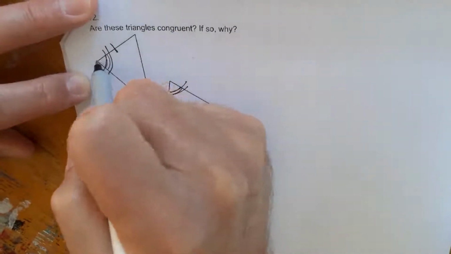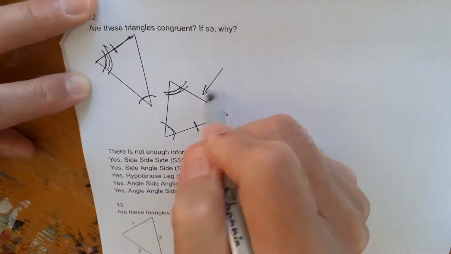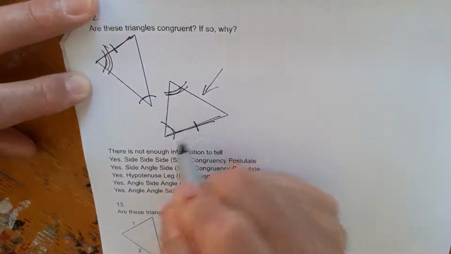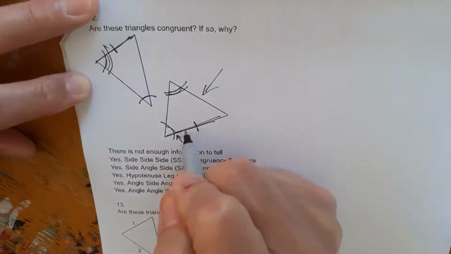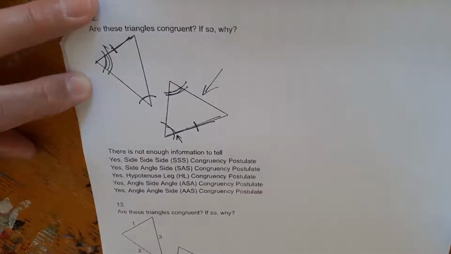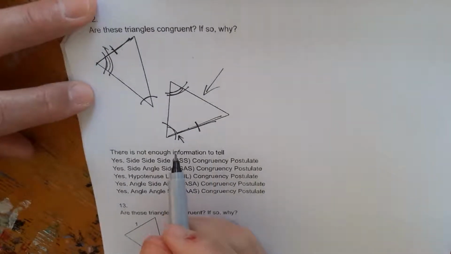Look at, they're in different places. This one is attached to the double tick mark. That would be this one. This one is attached to the single tick mark. And they're saying these are equal. So I would say in this one we do not have enough information to tell.